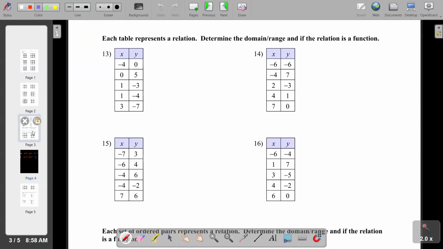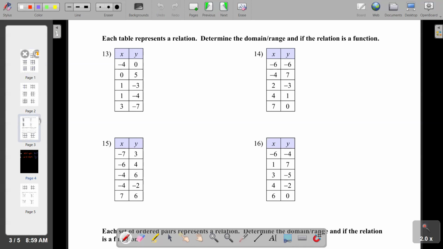Four. I see 4. I see 4. And their names are -4, 0, 1, and 3. We can all agree that there are quite literally 4 X values in that table, right? How many Y values do you see? I see 5.